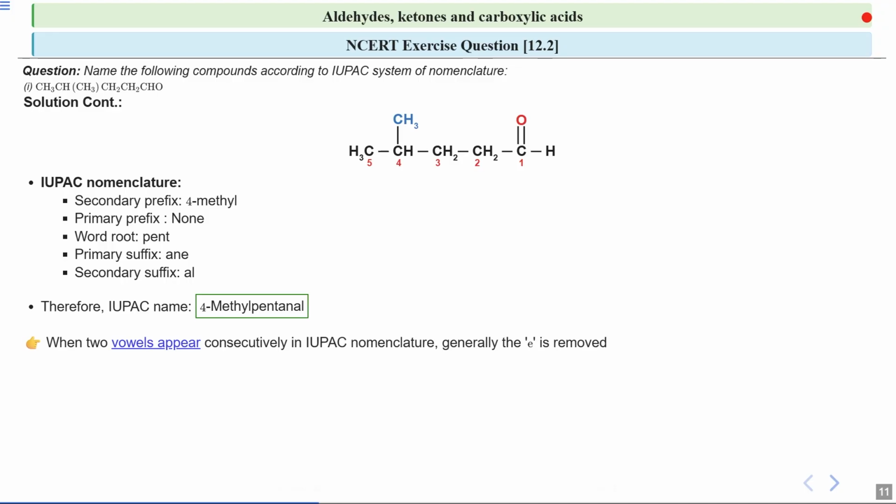Whenever two vowels appear consecutively in the IUPAC nomenclature, generally the E is removed. For example, take pentane. E is a vowel and A is also a vowel. So if two continuous vowels are coming, we generally remove this E, and we write it as ANAL.